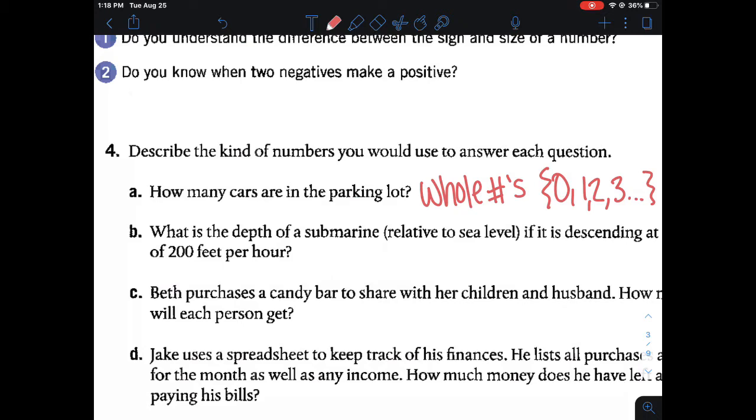And then for B, what is the depth of a submarine relative to the sea level if it is descending at a rate of 200 feet per hour? Well, we would describe the depth of the submarine. Sea level is considered 0, so anything below sea level is going to be a negative number. And we don't really care about the 200 feet per hour that it's descending at. That doesn't really make any difference to this problem, whether it's descending at 1 foot per hour or 7,000 feet per hour. It's still going to be a negative number.